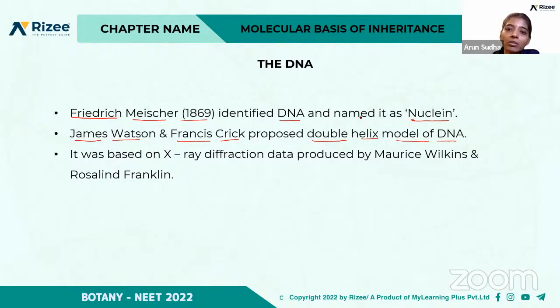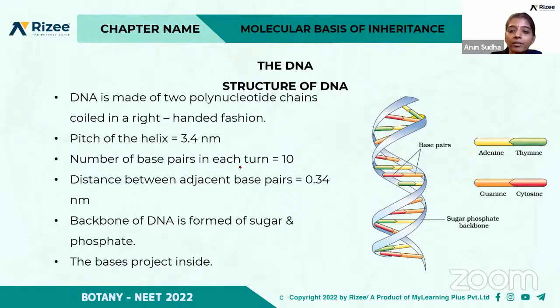On what basis? How did they find the double helical structure of DNA? That is based on the X-ray diffraction data produced by Maurice Wilkins and Rosalind Franklin. So Wilkins and Franklin found the X-ray diffraction. Based on the X-ray diffraction data, Watson and Crick proposed the structure of DNA as a double helix. So it is the double helix model of DNA. We'll see in brief about the double helical structure of DNA.